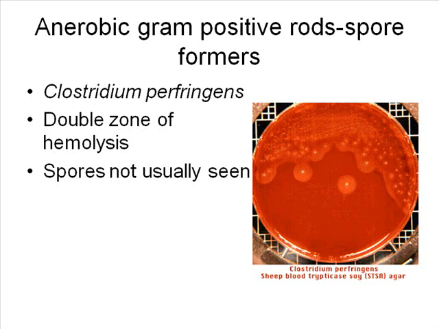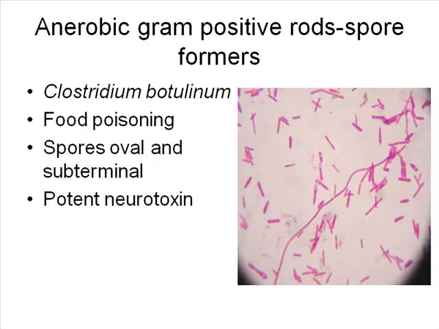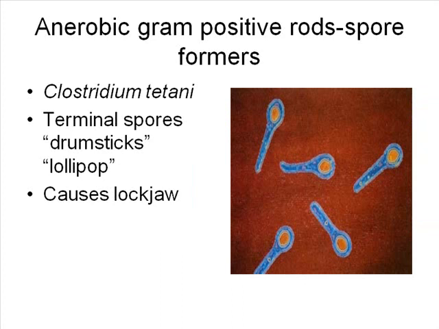Clostridium perfringens, the buzzword that goes along with it is the double zone of hemolysis. You're definitely going to see that in a test question, and refer to it back as perfringens. That is the cause of gas gangrene. All right. Clostridium botulinum, food poisoning, very potent neurotoxin, Botox. Clostridium tetani, you see the terminal spores that are called drumsticks or lollipops, cause of lockjaw.